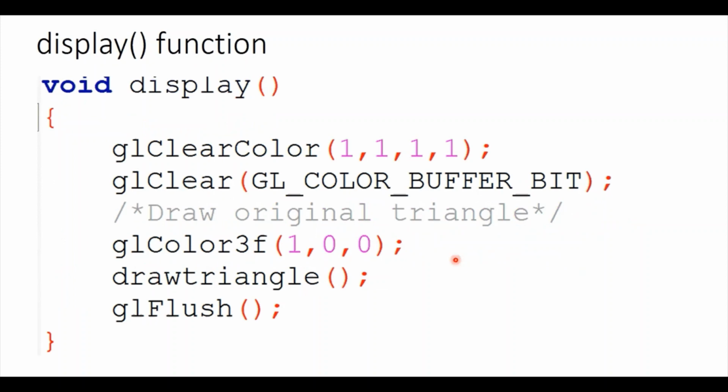This is a basic display function. In this basic display function, we are clearing the background color. We are setting the background color to white, and then we are clearing the background color using this. Then I am taking the foreground color as red, and then I am calling a function called draw triangle, which we'll see what it is in a while. And then I am using GL flush to flush the output.